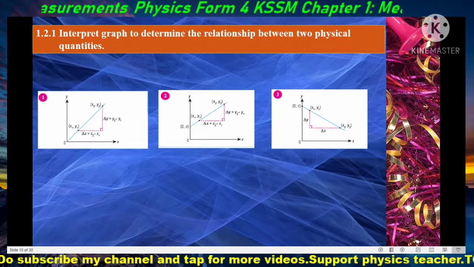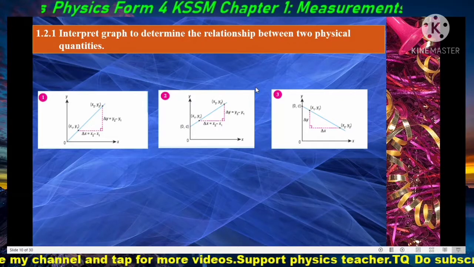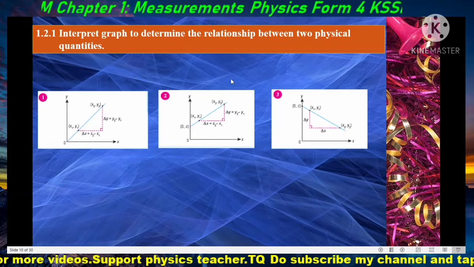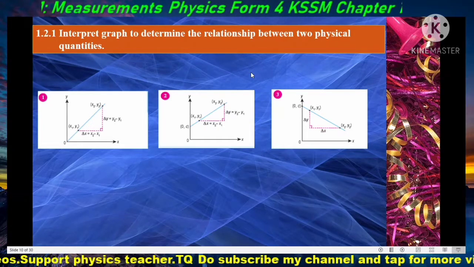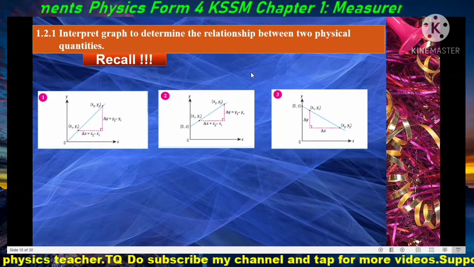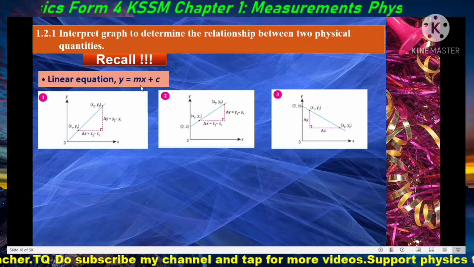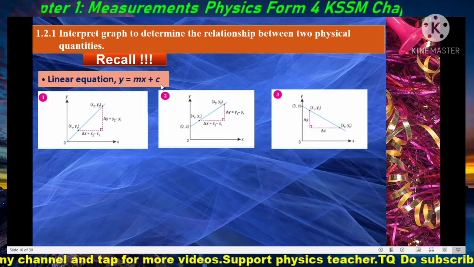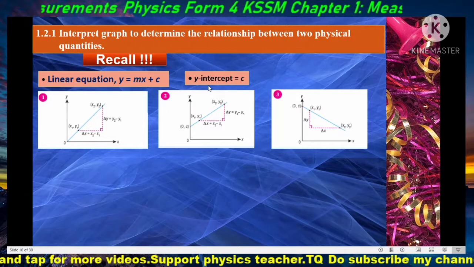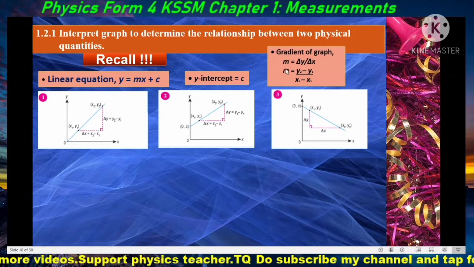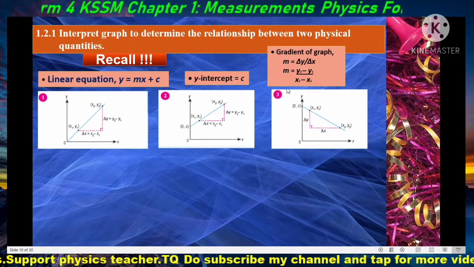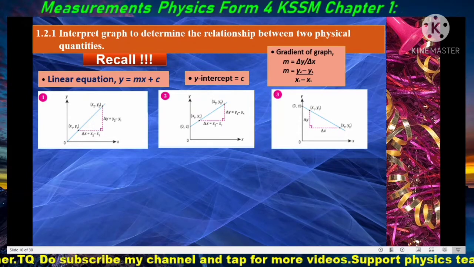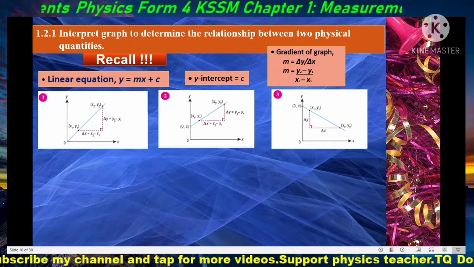And also we will use some mathematics operations in order to answer or to solve a question involving graphs. Okay, recall what you studied in Maths Form 3, linear equation, y equals mx plus c, c is the y-intercept, and the gradient can be determined by using this formula: m equals y2 minus y1 divided by x2 minus x1.